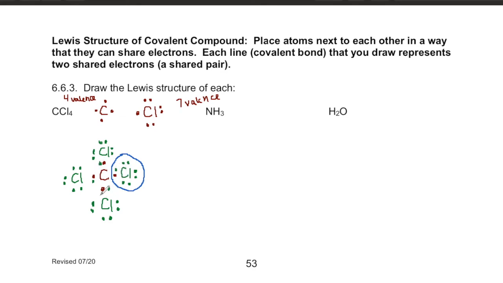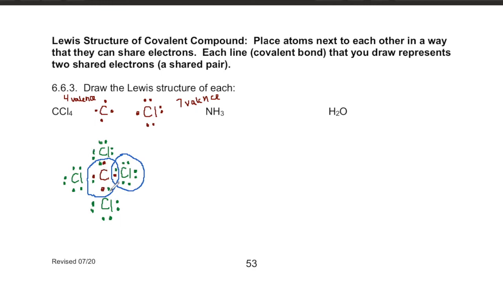And so even though carbon started out with just 4, by sharing with 4 of the chlorines, now carbon has access to 8. You can see around the carbon 2, 4, 6, 8, a full octet of electrons. And each of the chlorines also has a full octet of electrons. So they've been able to fill up their outermost shell by sharing rather than by forming ions.